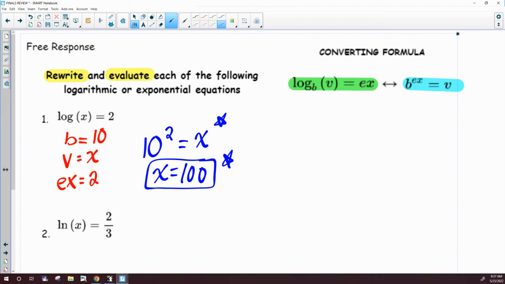I'm going to do one more like that, and then we're going to do one other. Am I cool to scroll down a little bit?